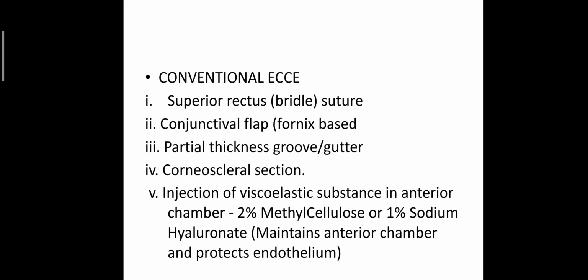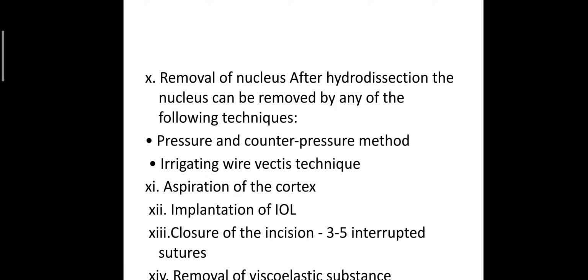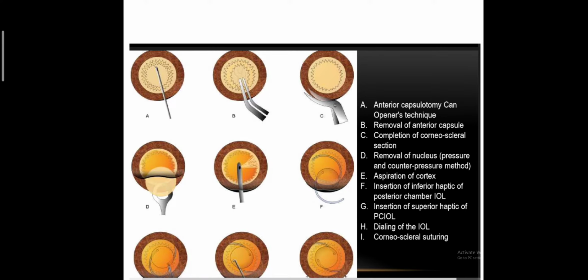So coming to conventional extracapsular cataract surgery, here also you can just see the image. I'll be explaining based on this. So the initial steps are same: superior rectus bridle suture is passed, and a conjunctival flap is prepared to expose the limbus, and hemostasis is achieved using a cautery.